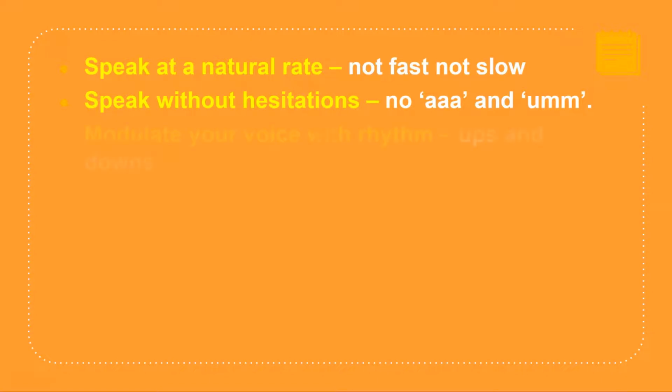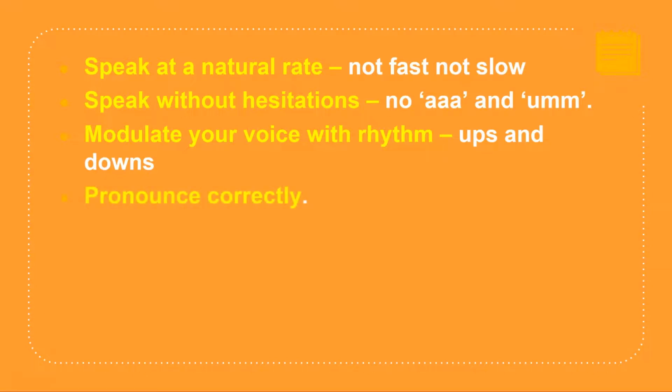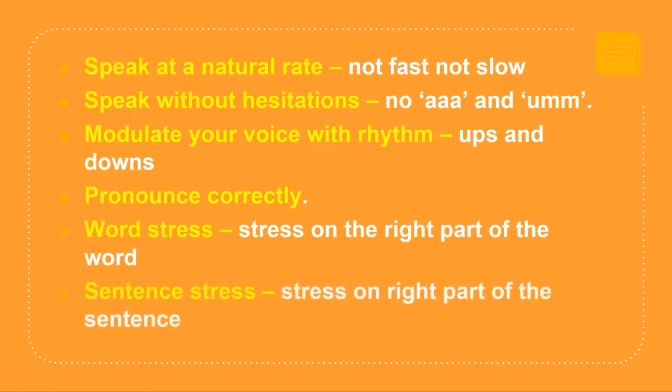Tip number 3. Modulate your voice with rhythm, ups and downs. So you need to modulate how you speak and speak with full intensity. Tip number 4. Pronounce correctly. As discussed before in the scoring section, you need to pronounce properly, which also covers the next 2 tips of word stress and sentence stress, which means stressing on the right part of the word and stressing on the right part of the sentence respectively.